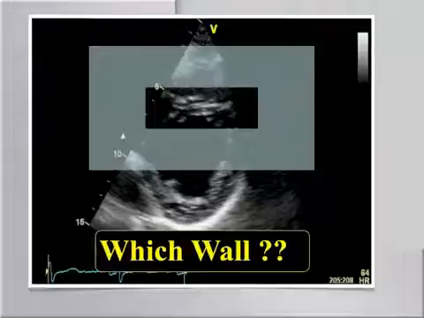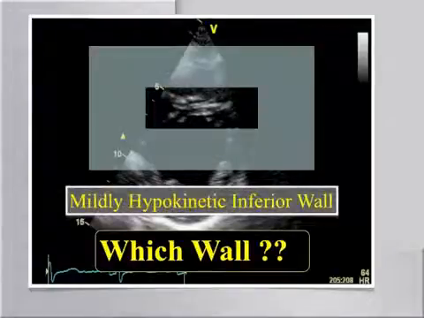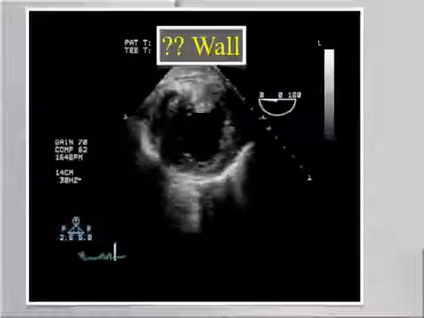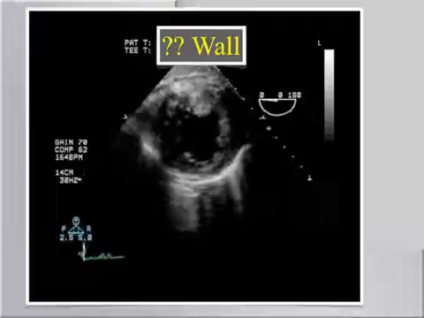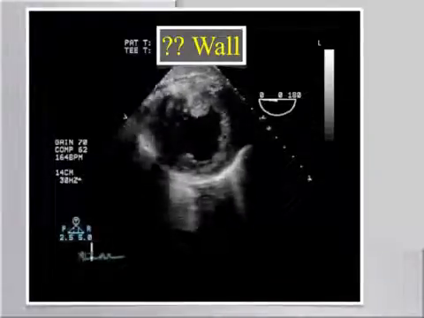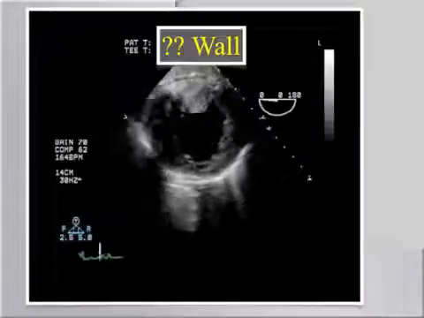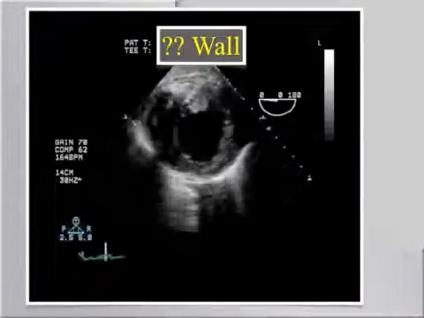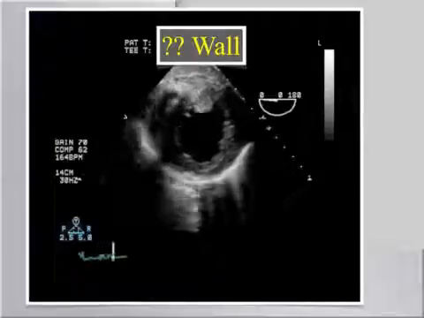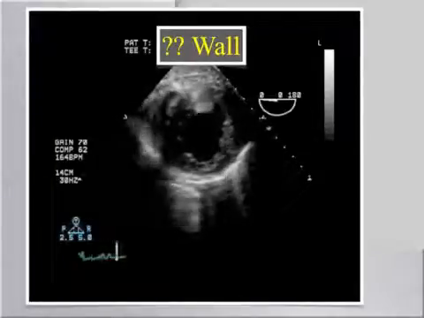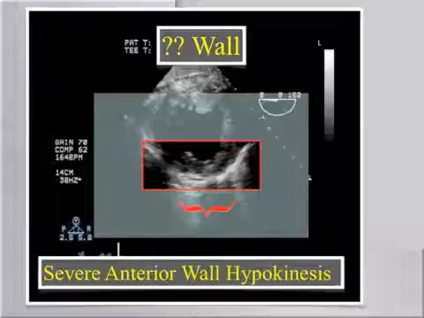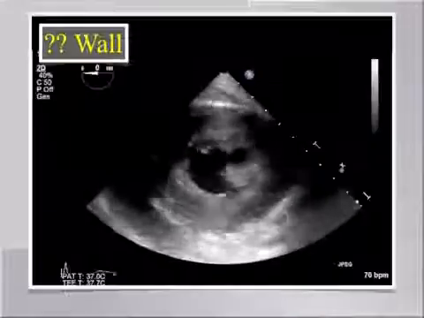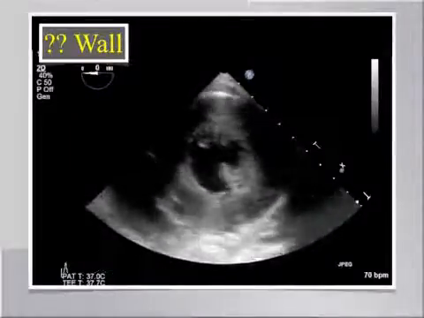In the mid-papillary view, we see mild inferior wall hypokinesis. Please identify the view and wall motion abnormality. Here we see severe anterior wall hypokinesis in the transgastric mid-papillary view. Please identify the view and wall motion abnormality.